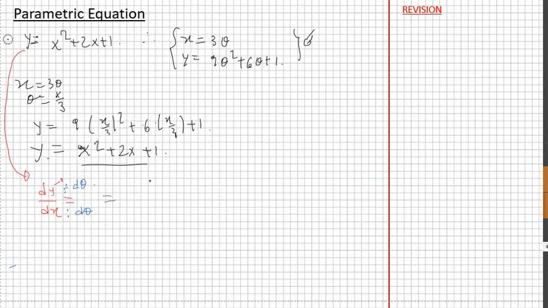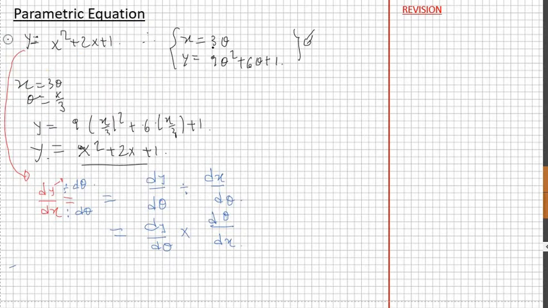So that can also be written as dy over d theta divided by dx over d theta. So you actually have the division of two fractions. So that's going to be dy over d theta multiplied by the inverse of the second fraction, which is d theta divided by dx. So this is called the chain rule.